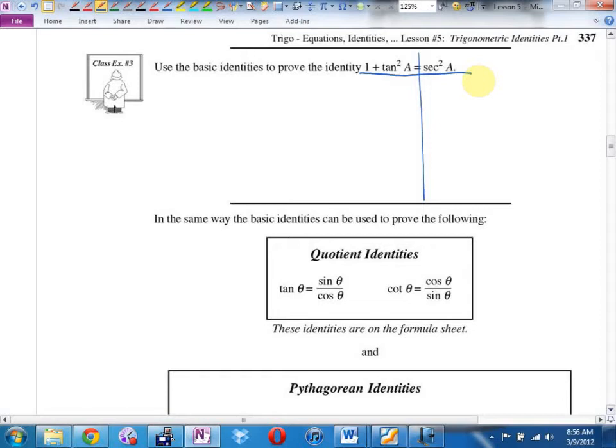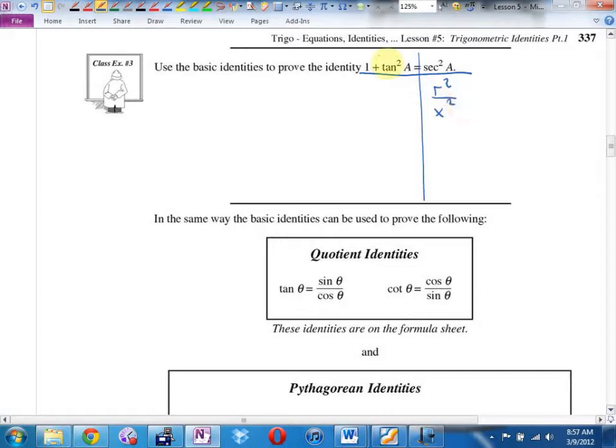Secant squared. Well, what was secant in terms of x and y and r? Careful now. Secant goes with what? Cosine. So if cosine was x over r, secant is? What would secant squared be then? r squared over x squared. Yeah. I'm trying to prove that the left side works out to that.